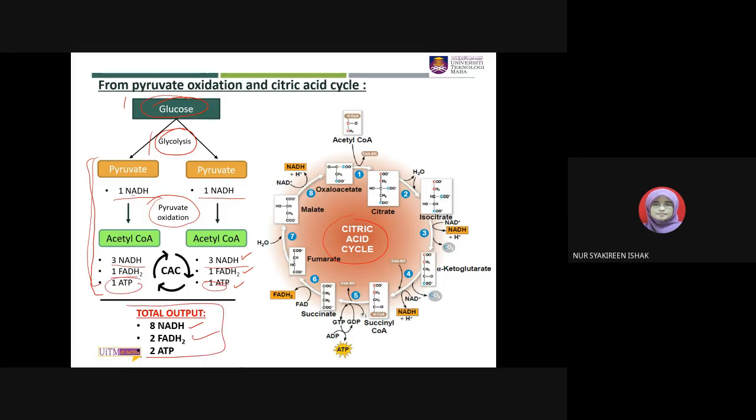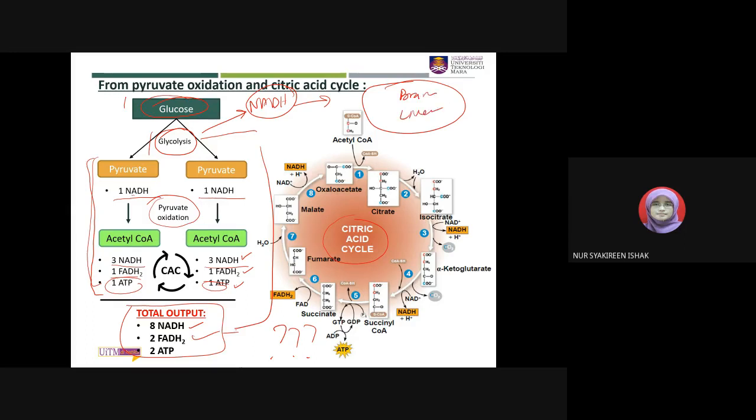Kenapa total output ni dia tak kira product of glycolysis juga? Sebab kan tadi saya cakap glycolysis ni berlaku dekat dalam cytoplasm. NADH dia terhasil dekat dalam cytoplasm, which bila dia masuk kat dalam mitochondria, dia tengok sel. Sama ada brain cell ataupun liver cell. Kalau brain cell, NADH akan jadi still NADH. Kalau liver cell, NADH akan tukar jadi FADH.